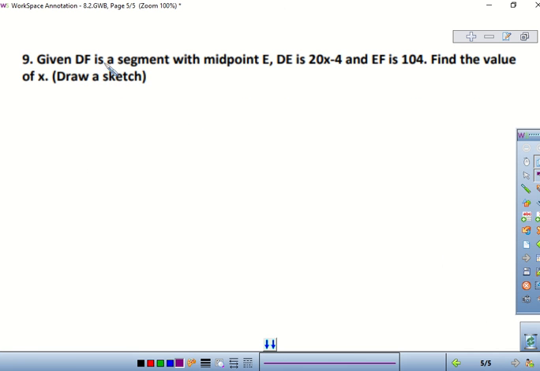It says, given DF is a segment with midpoint E, DE is 20x minus 4, and EF is 104. Find the value of x. It's really important on these that you draw a sketch, because otherwise we're not going to understand what the question is really asking. So draw DF. You can make it as long as you want.